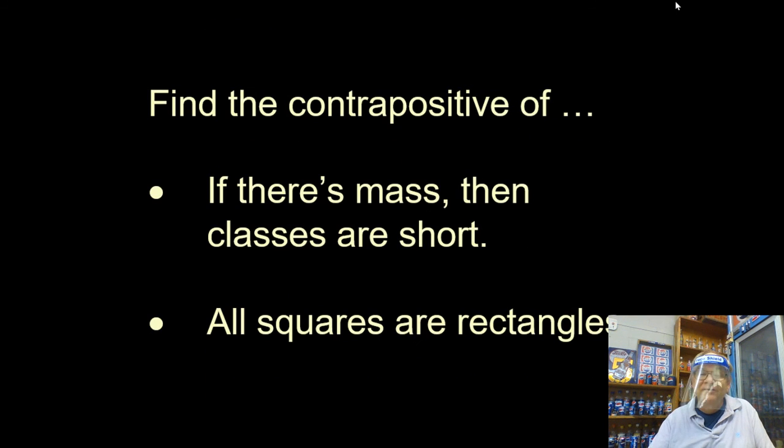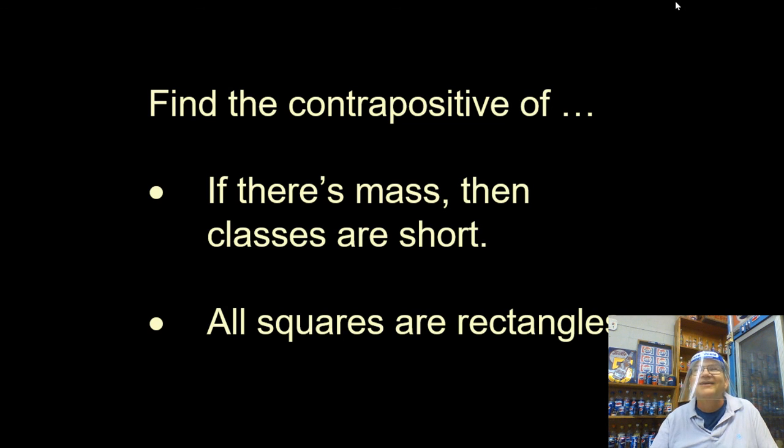Okay? How about if there's mass, then classes are short? What would be the contrapositive of that one? If there's mass, then classes are short. Go for it. Yeah, if the classes aren't short, then there's no mass. And if you think about that one for a second, that's actually true. If classes aren't short, there's no way it's mass day. That is definitely true, except for that one day when first hour went on forever.